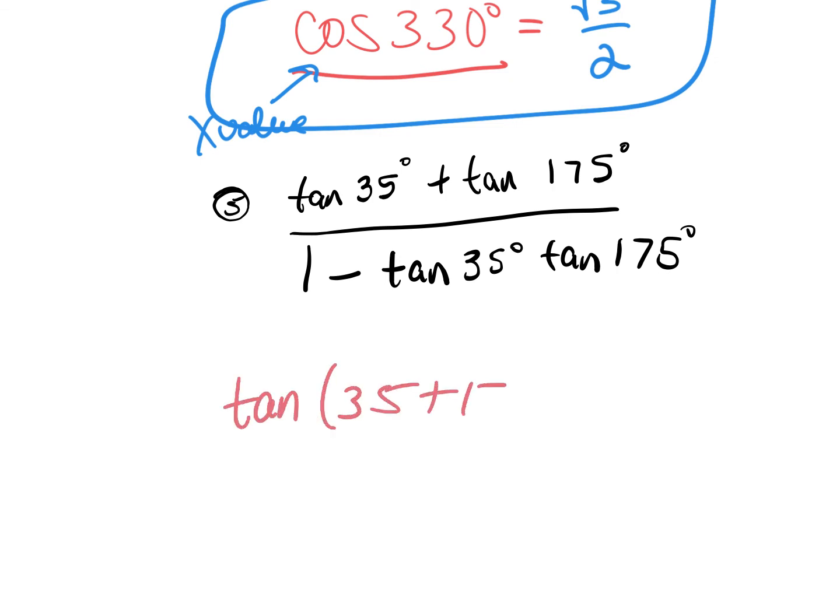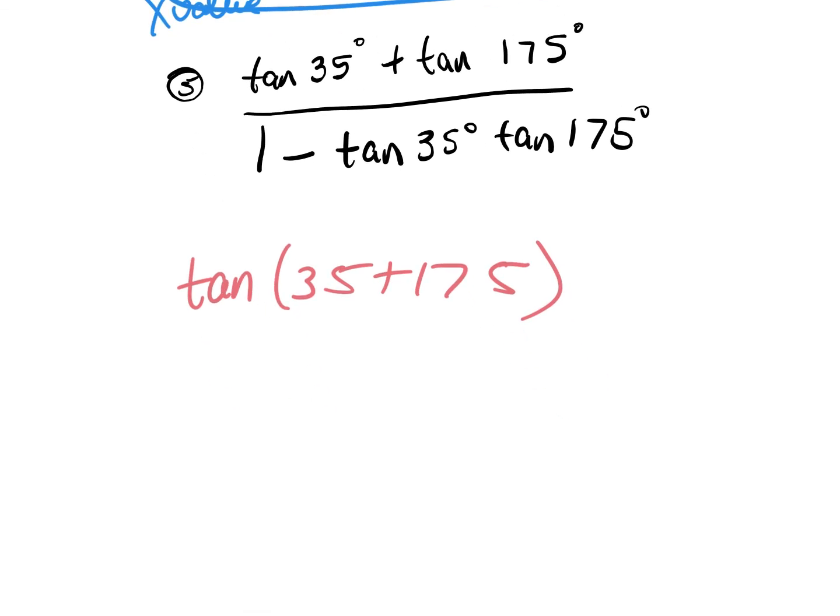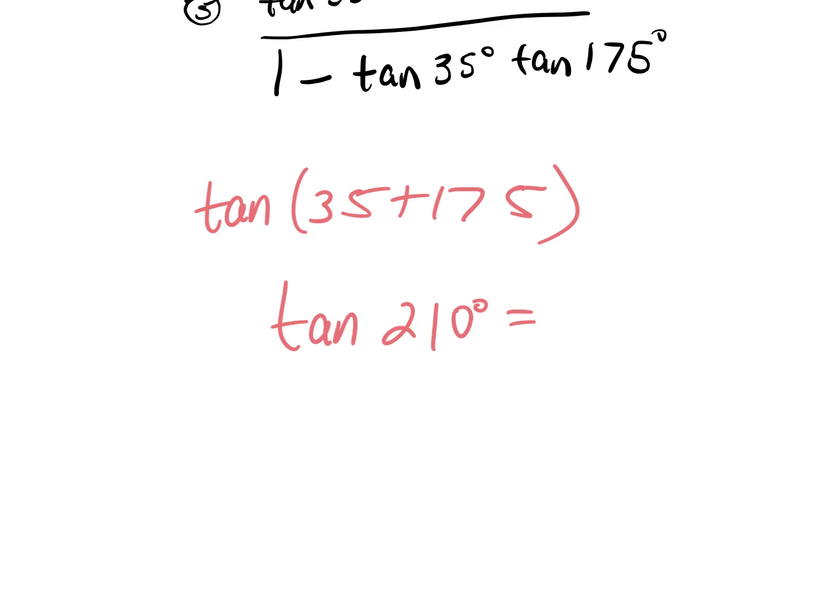So you would rewrite this as tangent 35 plus 175. What's 35 plus 175? 210. So writing this as one singular trig function is the tangent of 210. All right, that's part of your answer. Now, tangent's a tad bit more involved, but nothing you guys can't handle.